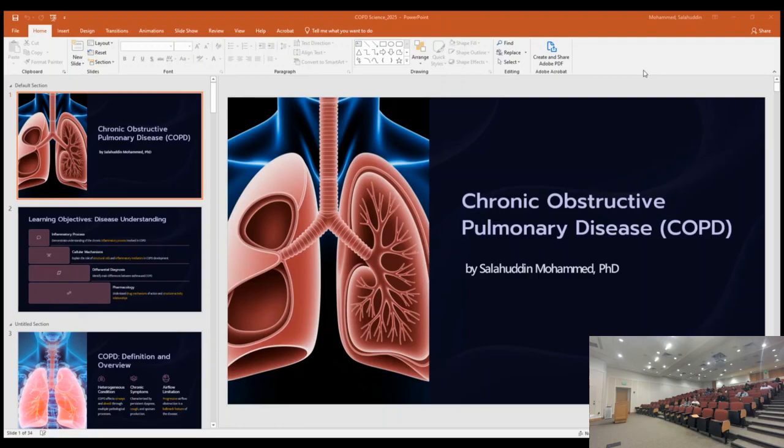COPD is a heterogeneous lung condition characterized by two important components. Chronic bronchitis: chronic cough and phlegm, which is basically characterized by a hyperimmune response, inflammation, and goblet cell hyperplasia causing mucus production. That's all your chronic bronchitis. The second component is your emphysema. Emphysema is damage of your alveolar walls. Damage of the alveolar walls leads to less gas exchange. Less gas exchange leads to hypoxemia and hypercapnia. And what is the science behind it?